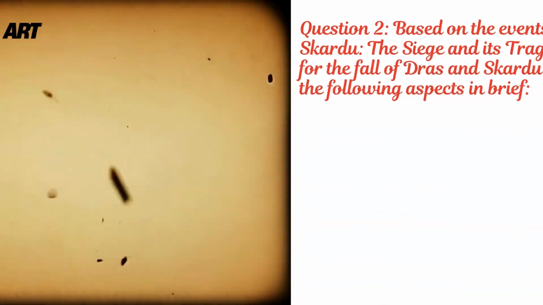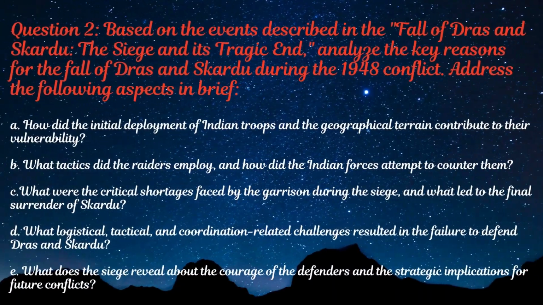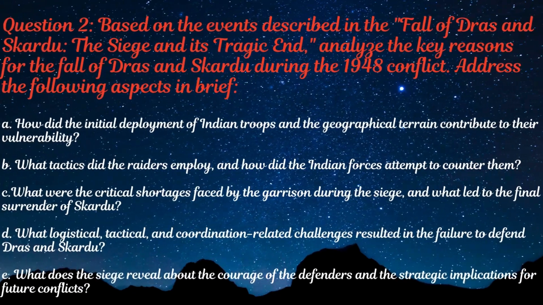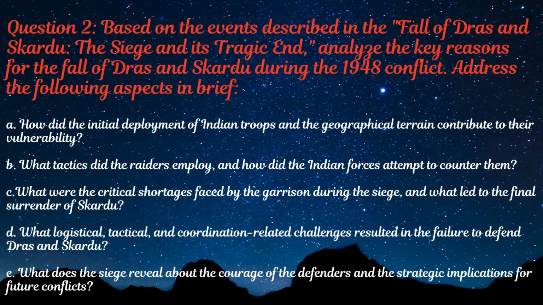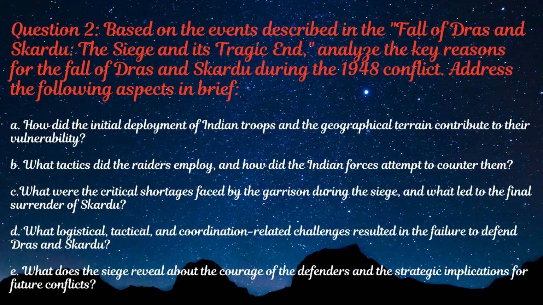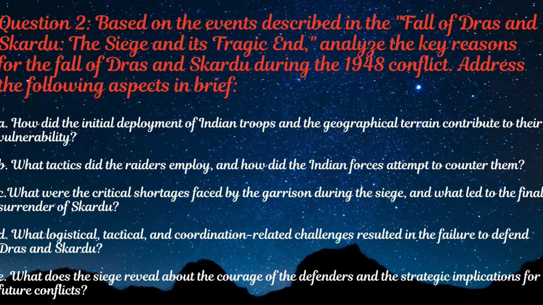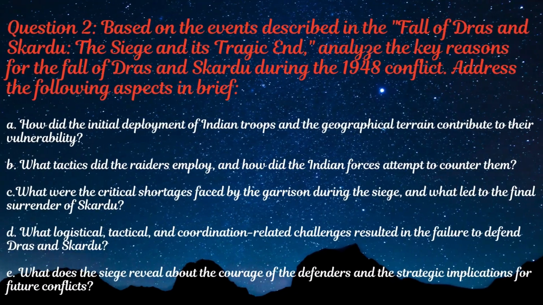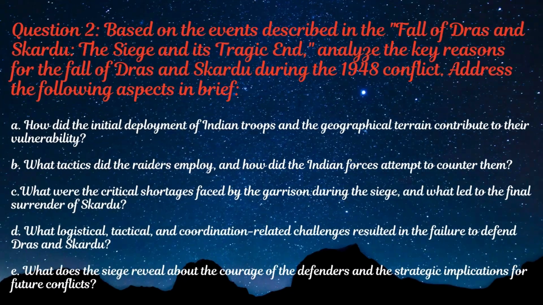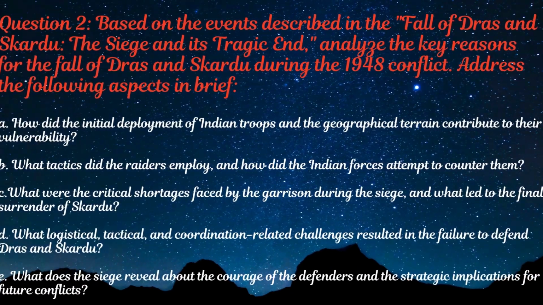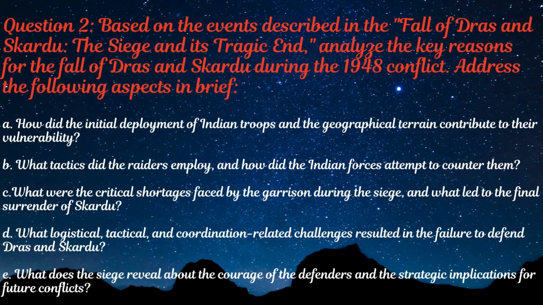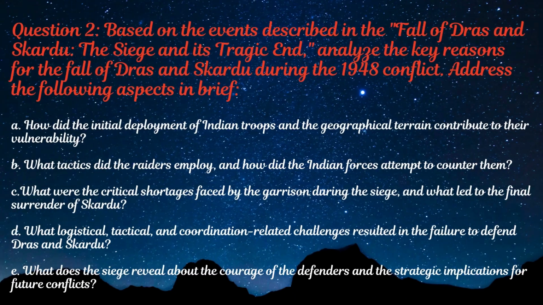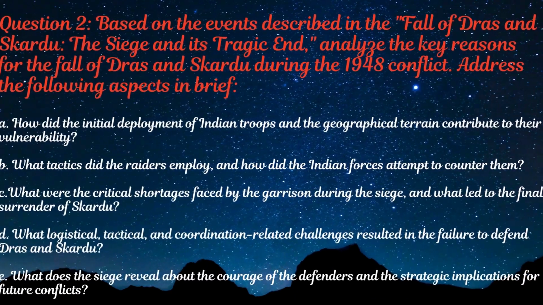Dosto, let's now dive into question 2, which focuses on the fall of Dras and Skardu, the siege and its tragic end. This question requires us to analyze the key reasons for these events by addressing several aspects. Let's go through the question step by step, underline the key points, and make sure we answer each part in a simple and concise way. The question asks us to analyze 5 specific aspects related to the fall of Dras and Skardu. Let's look at them one by one. Take notes as you listen and draw a map for better clarity.